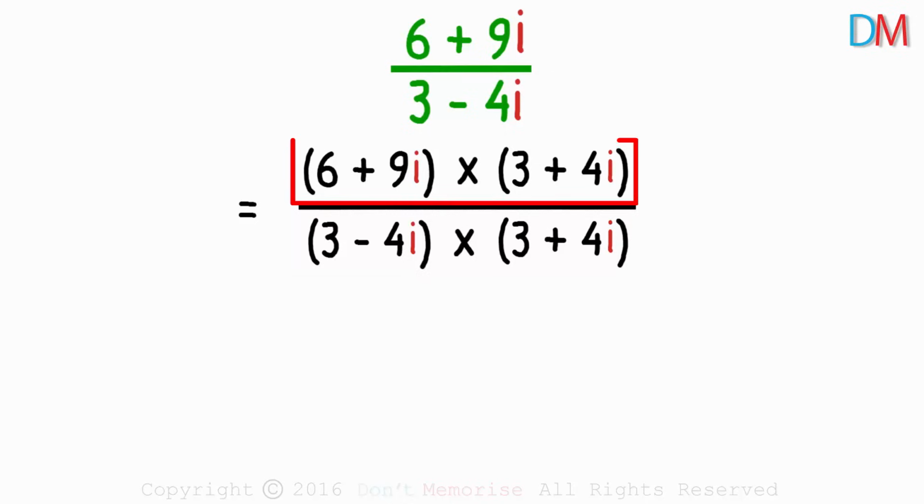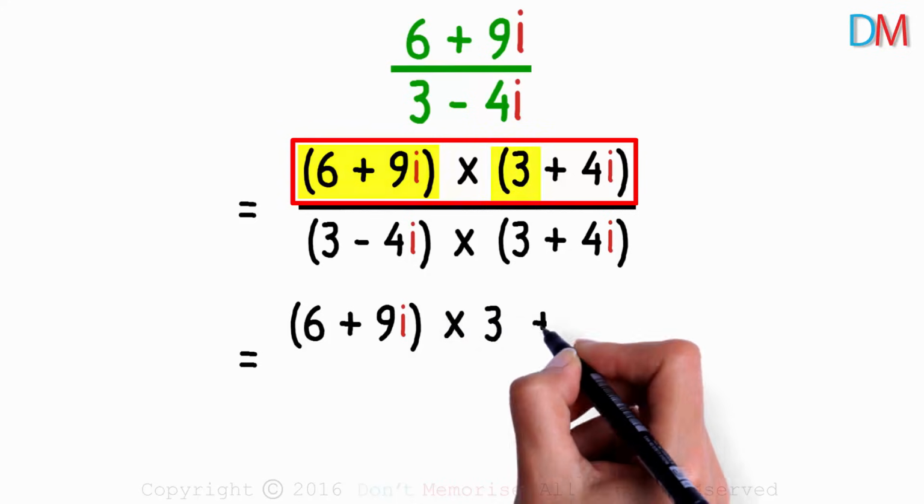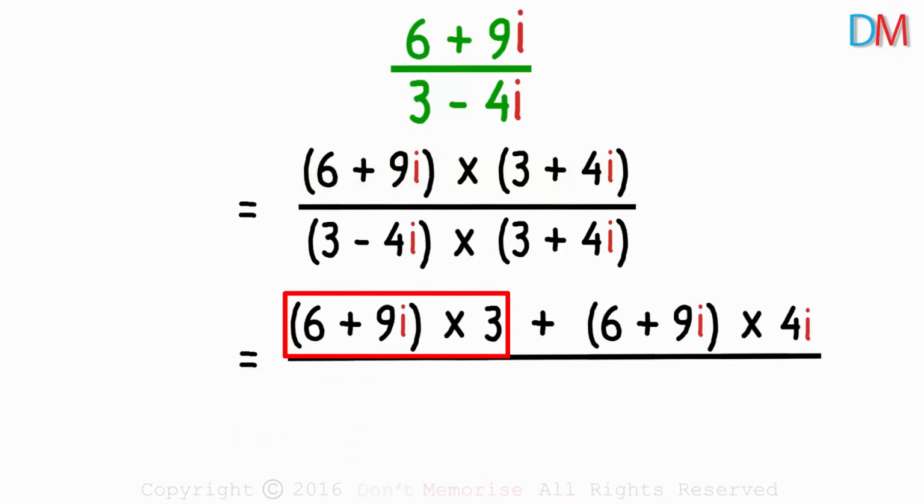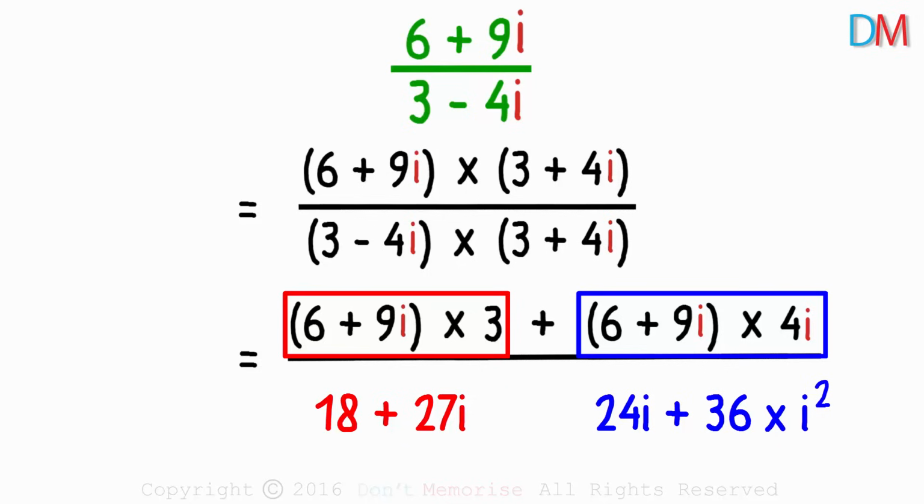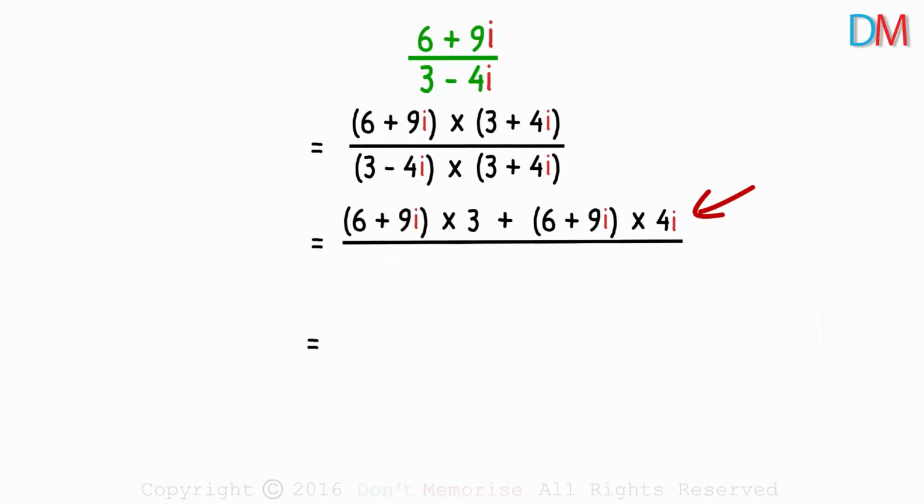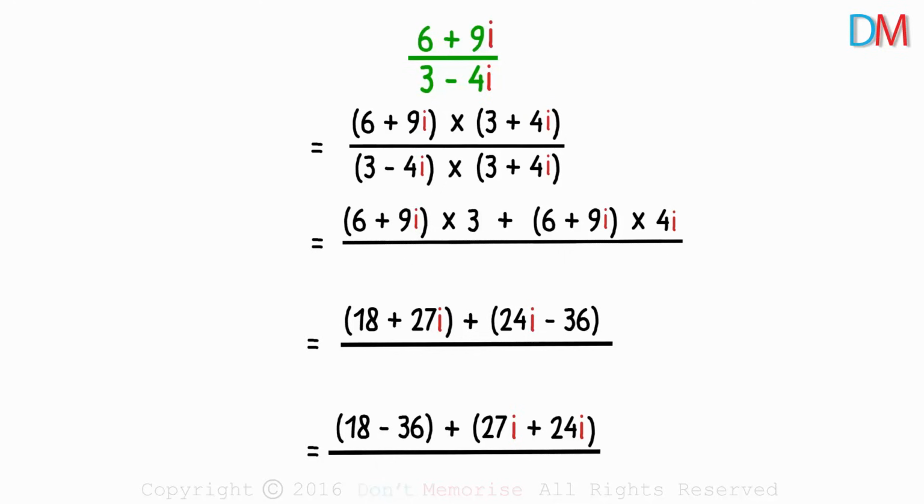Let's simplify the numerator first. It will equal 6 plus 9i multiplied by 3 plus 6 plus 9i multiplied by 4i. This will give us 18 plus 27i and this gives us 24i plus 36 times i squared. That will be 24i minus 36. Hence, the numerator is addition of 18 plus 27i and 24i minus 36. Adding the real and the imaginary parts separately gives us negative 18 plus 51i. That's our numerator.